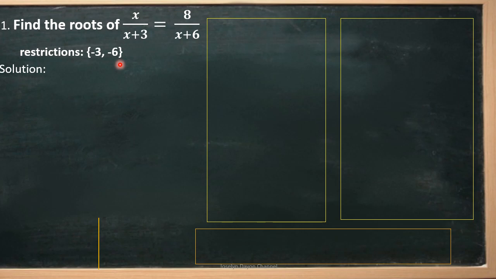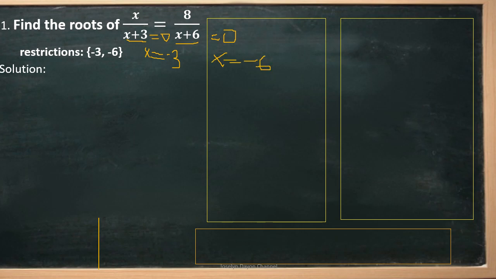Where did I get these values? The denominator part, x plus 3, equate that with 0 and solve for x. Transposing to the right side, we have x equals negative 3. And the other one, x plus 6, equate that with 0 and solve for x. So x is equal to negative 6.